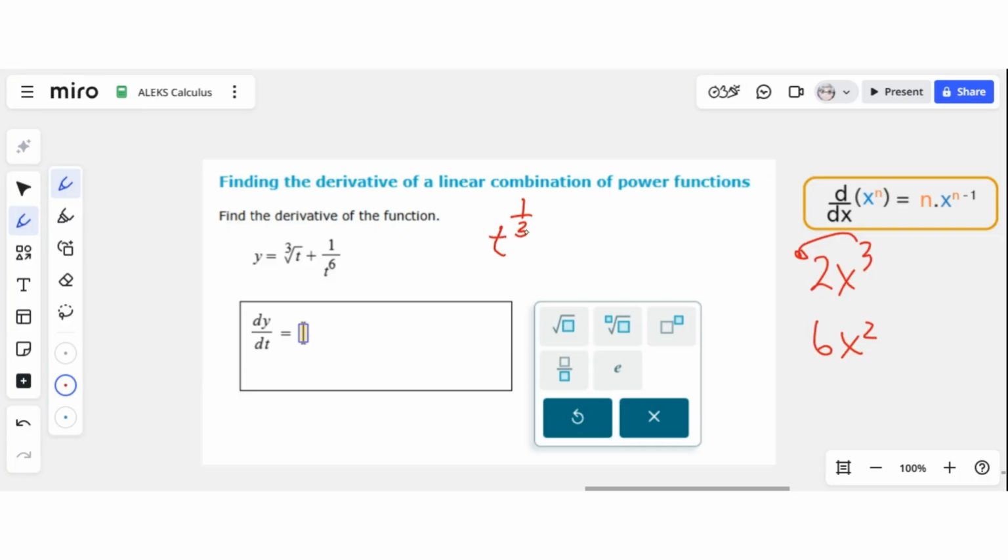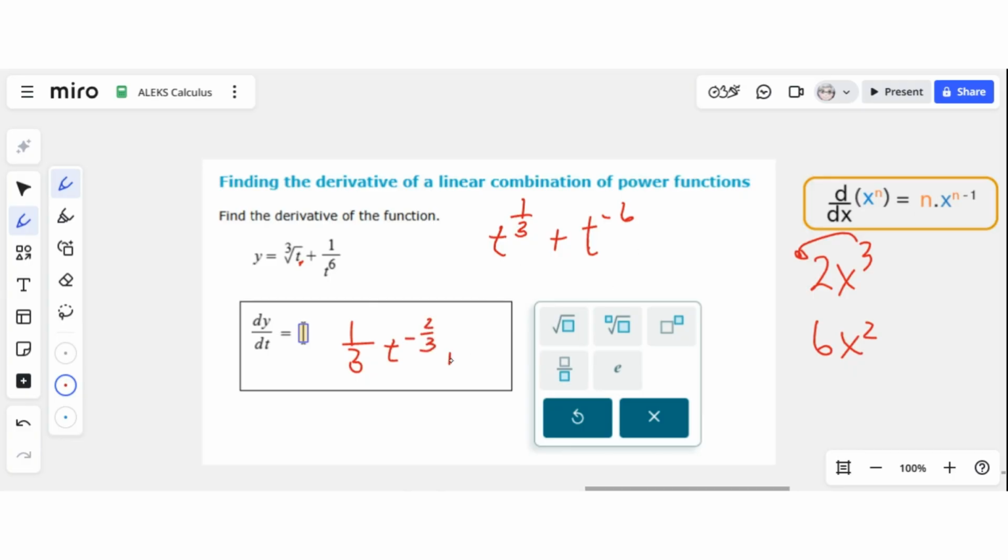We think about these fractional exponents as the power on top, and this would be t to the first power, and the root on the bottom, cube root there. And then this, of course, 1 over t to the 6 is t to the -6. Now this should be a little easier to apply our power rule to. With the first term, I'm going to multiply by the power, and then I'm going to reduce the power by 1. 1/3 minus 1 is -2/3.